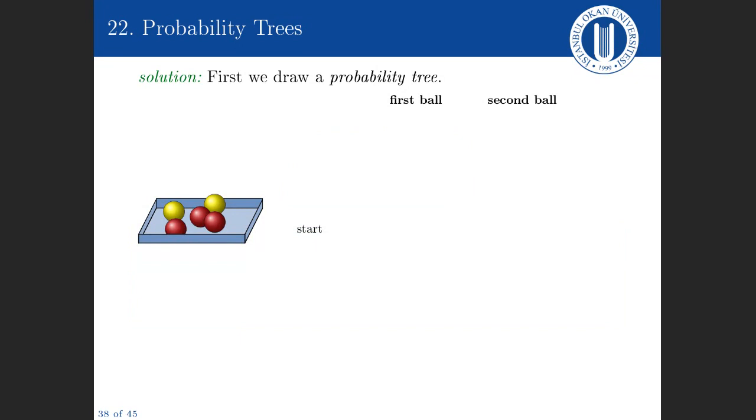To understand this situation, we can draw something called a probability tree. We're going to randomly take a ball out of the box. The first ball that we take out of the box might be yellow or it might be red. Because there's 2 yellow balls and 3 red balls, the probability that the first ball is yellow is 2 over 5, and the probability that the first ball is red is 3 over 5. Then we're going to take a second ball out of the box. Now, we need to think about what the probability is here. After we take one ball out, there's 4 balls remaining. So all of these probabilities are going to be divided by 4.